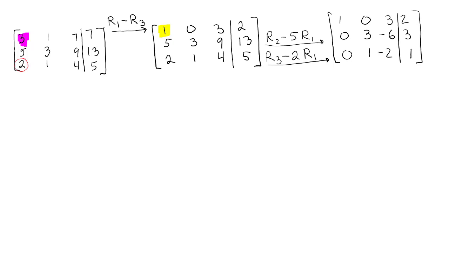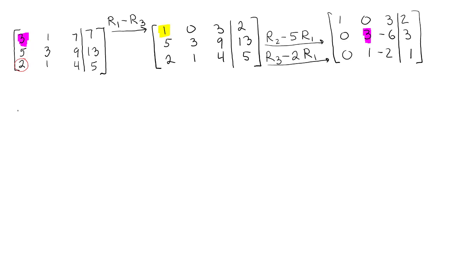So now my first column is ready. Take a look at the second row. We have a leading entry. We have a 3 there. And notice that we can actually go ahead and divide by 3 because 6 is divisible by 3, and so is 3. So what I'll do is identify this as my pivot, and I will divide the second row by 3.